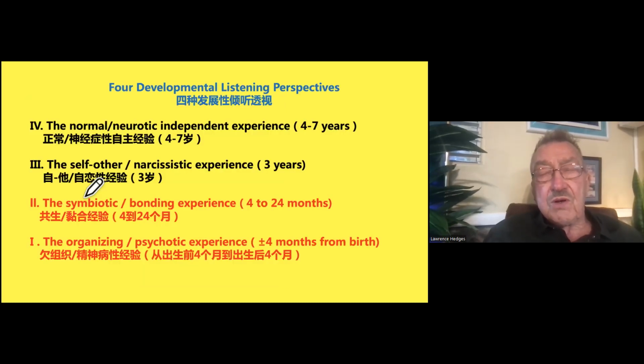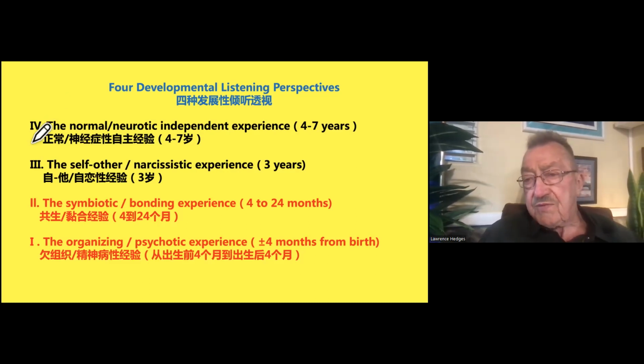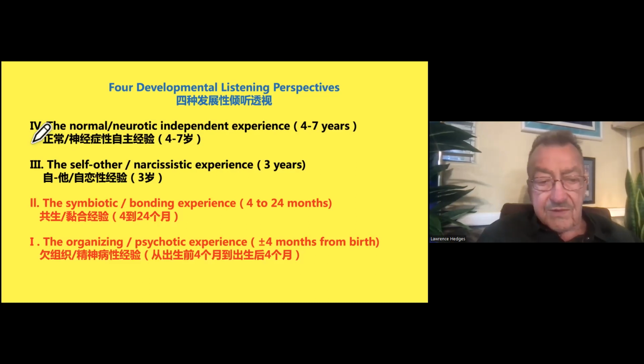Now, here are the 4 different levels. We've used these charts each time, and we'll continue using them. The organizing level, the plus or minus 4 months from birth, the symbiotic level, 4 to 24 months, the self-other level or self-object level, the 3 years of age, and the normal neurotic level. Now, common sense tells us that we listen differently and talk differently to children of different ages.